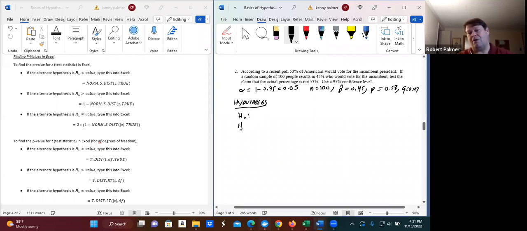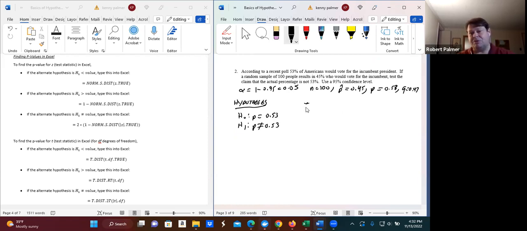Now, once again, our hypotheses, our null and our alternate hypothesis. Once again, we're talking about proportion. Of course, null is going to be equal to something. So the claim is the actual percentage is not 53%. So it's probably easier to do the alternate hypothesis first: p is not equal to 0.53. Then the null hypothesis is simply that p is equal to 0.53.